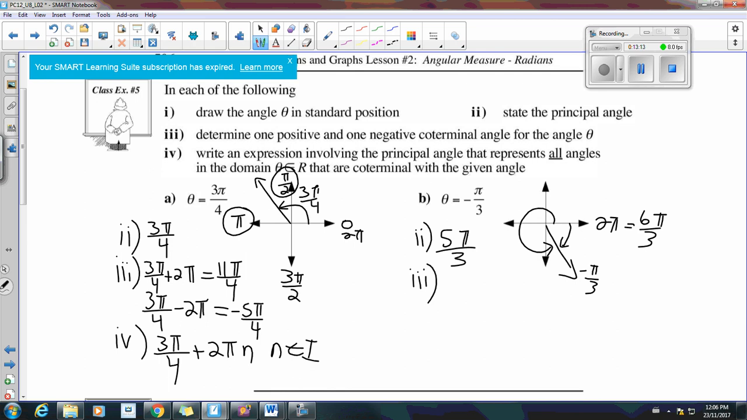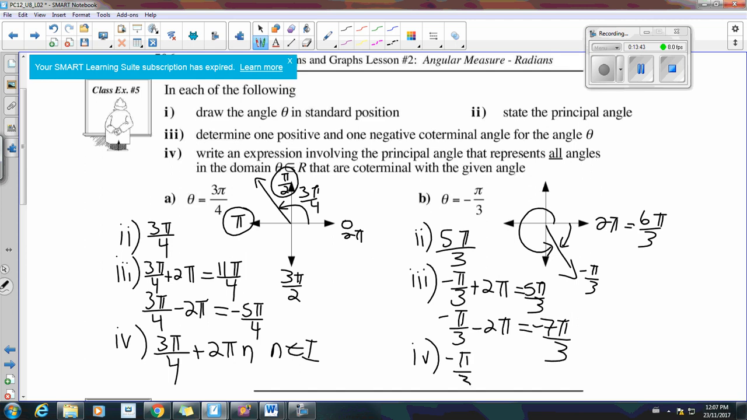Positive and negative coterminal angles, so we're just going to add 2 pi and subtract 2 pi. So here in my calculator I would type in negative 1/3 plus 2 and then put the pi back in. So this gives me 5 pi over 3, which happens to be the same thing as our principal angle here. Minus 2 pi would be negative 7 pi over 3. And to just give a general expression, I would have negative pi over 3 plus 2 pi n, where n is an integer. Whoops, not where n is pi, where n is an integer.